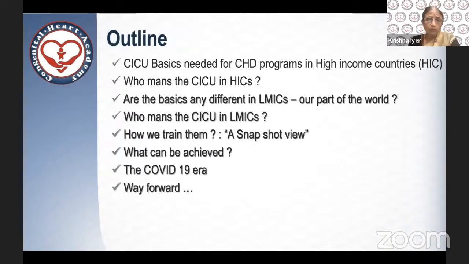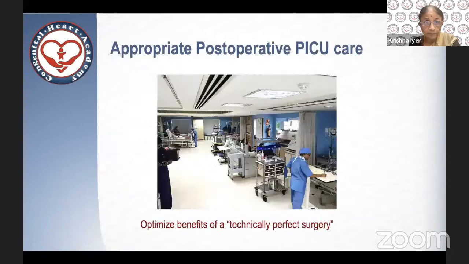So really, the outline of my talk is I'm going to touch upon the cardiac intensive care basics needed for congenital heart programs in high-income countries, or HICs. Who mans these intensive care units, and are the basics any different in LMICs, that is our part of the world? Who mans the CICU in our part of the world, and how do we train them? This is really going to be a quick snapshot view, and what can be achieved with the kind of training that we deliver. A little bit about the COVID-19 era and the way forward as I see it.